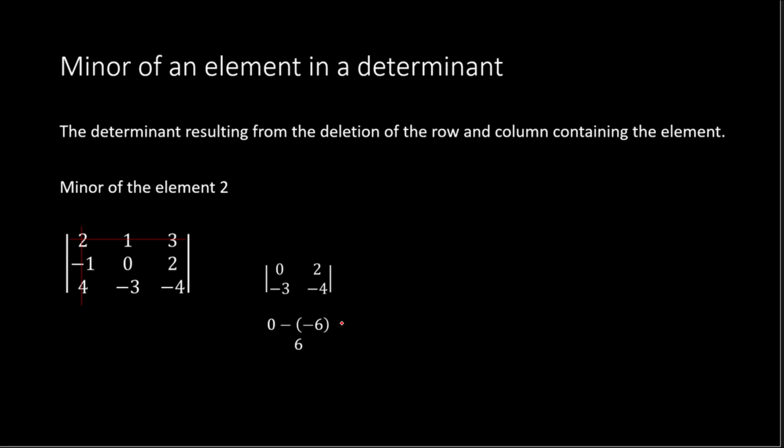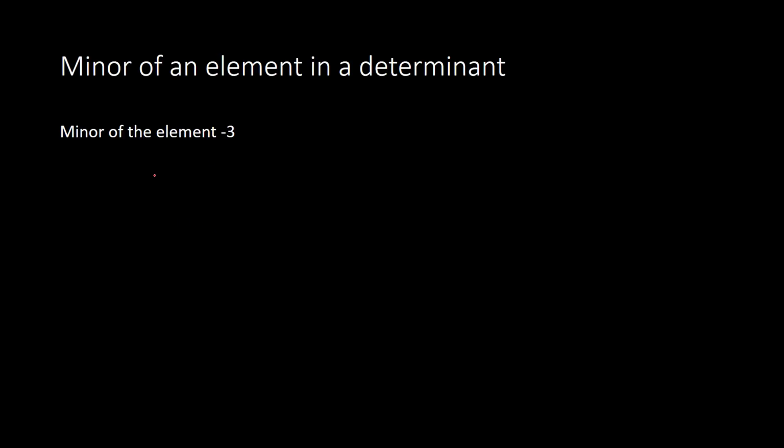Now let's try another example. If I were told to find the minor of the element -3, given the same matrix, well, I need to first delete the row and the column that contains the -3. So the row that contains -3 is right here. So we delete that, and the column that contains -3.